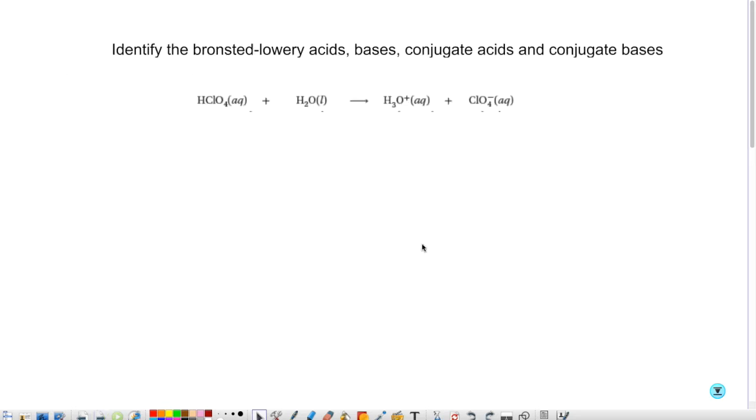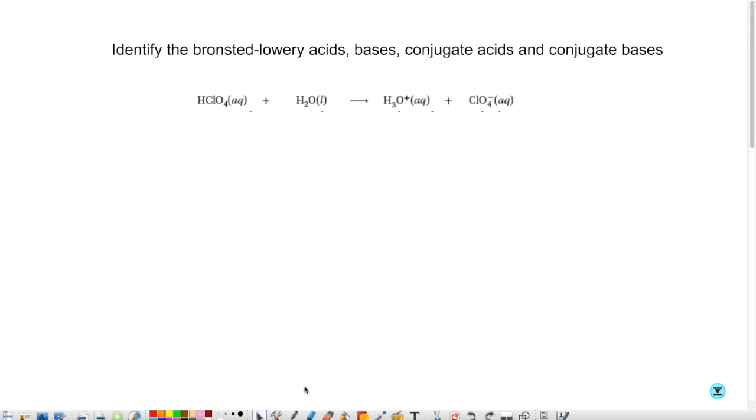So the first thing that I'd like you to do, and I'd like you to pause and give this a try, identify the Bronsted-Lowry acids, bases, and we'll stop there. If you can do the conjugate acid and the conjugate base based on your reading, that's fine. Go ahead and do it. But for now, let's just do Bronsted-Lowry acid and base.